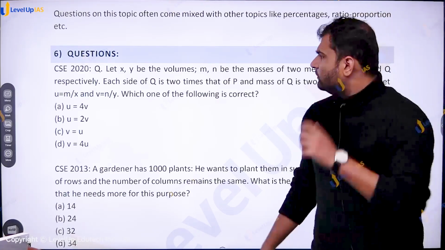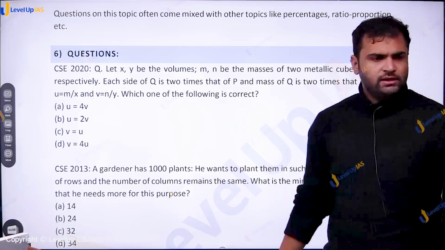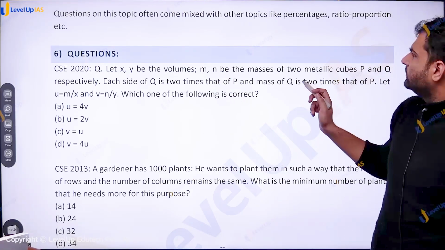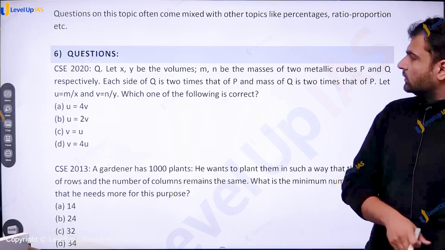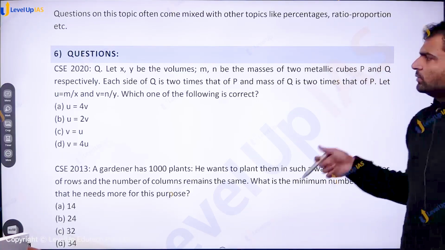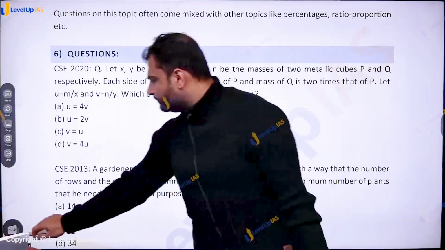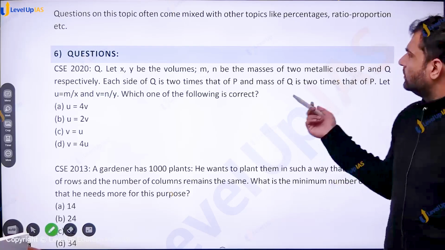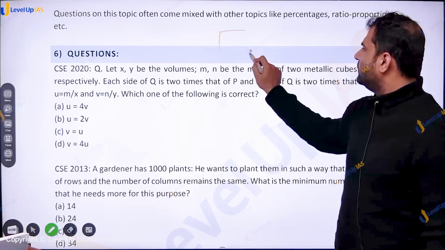Okay. We have X and Y as two volumes. M and N are masses of two cubes P and Q. So there are two cubes that we have, of course of different size. So let us draw two cubes of different size.